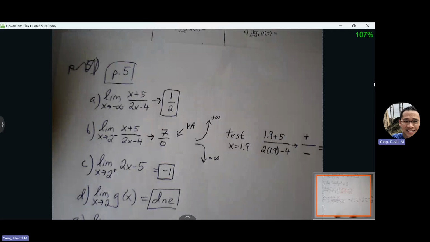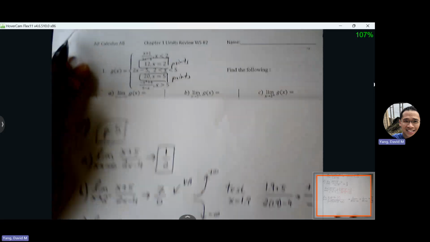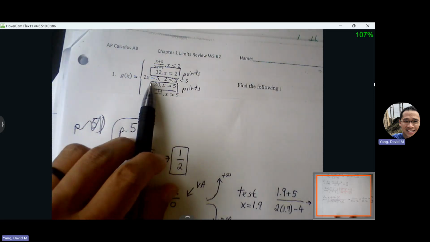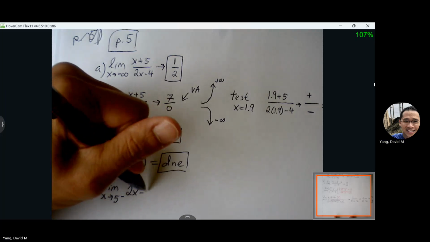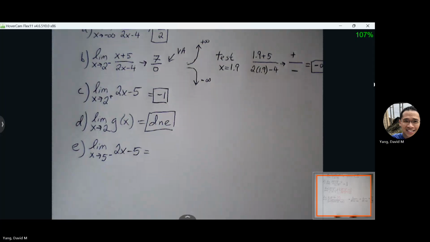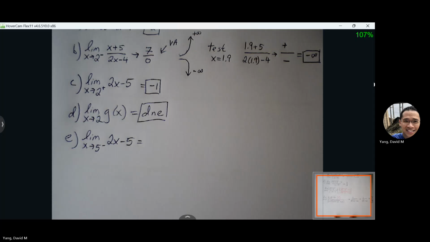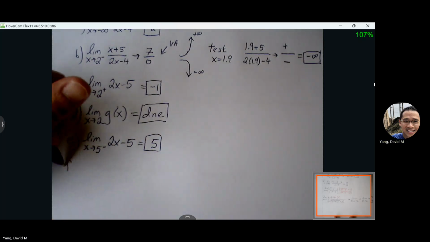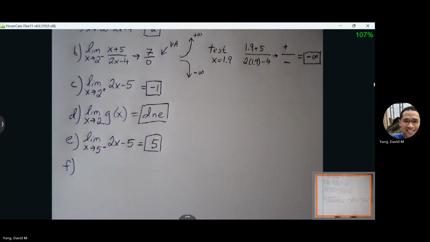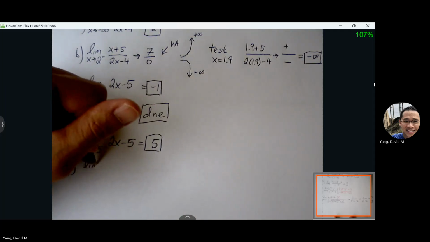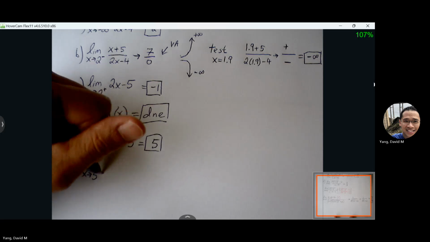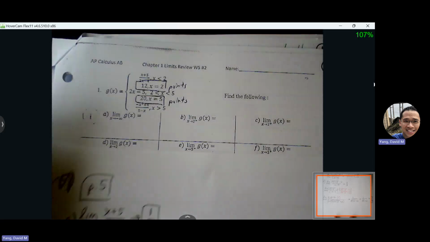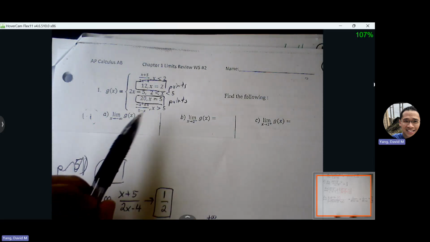All right, what about approaching 5 from the left side of 5? Good, 2x minus 5 still. What do you get? 5. Direct substitution, right? Five from the right. What do we choose? 5 from the right. So the last one, okay.